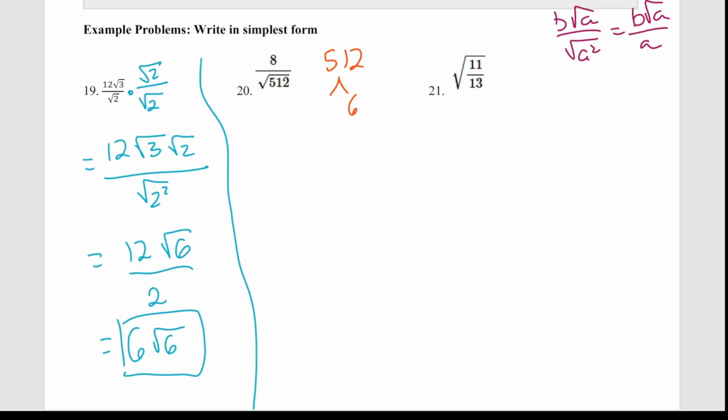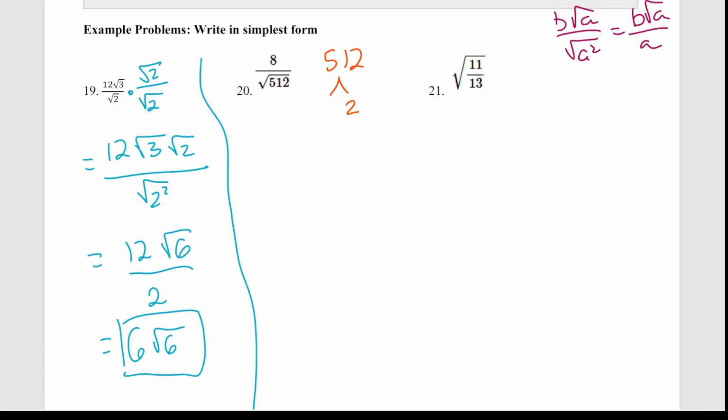Actually, I am a liar, potentially, on that. Oh wait, no, I was wrong about the divisible by 3. 5 plus 1 plus 2 is 8, and 8 is not divisible by 3. That was a brain fart of me. So 2 goes in, though. We know that. So let's go ahead and just divide it by 2 off to the side here.